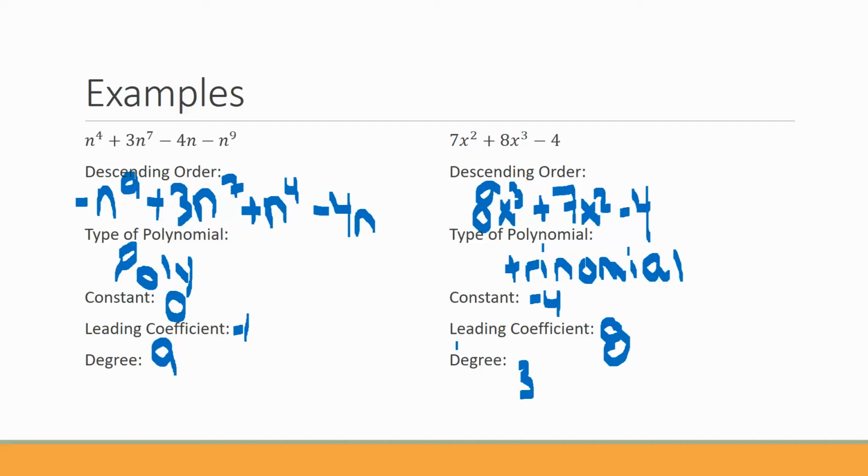The reason we care about these numbers, this constant tells us, when we're graphing these, how far up and down the y-axis the whole graph moves. The leading coefficient tells us what direction it's going to be and how wide or narrow it'll be. And the degree kind of tells us the shape of what the graph is going to be. These are all things we're going to get into in chapter 3, but it's good to know that there are reasons we're looking at this stuff.